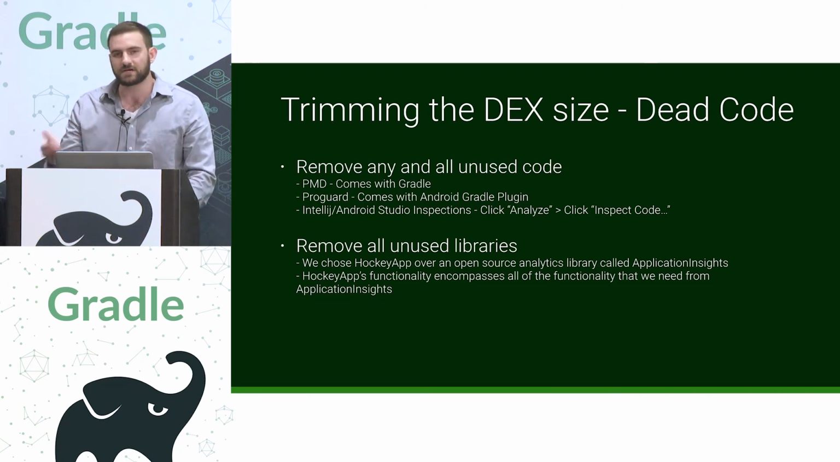But we found out the way we were using Application Insights, we could actually just use HockeyApp because it encompasses Application Insights functionality. So the takeaway from this is to be able to pick and choose and seriously make sure you pick out the libraries you need and don't use one library per use case when you can use HockeyApp, in this instance, that encompasses the functionality of both of them. So that's really what we did for removing a lot of dead code.